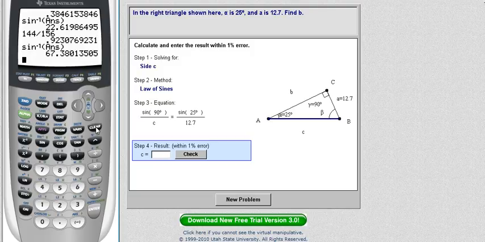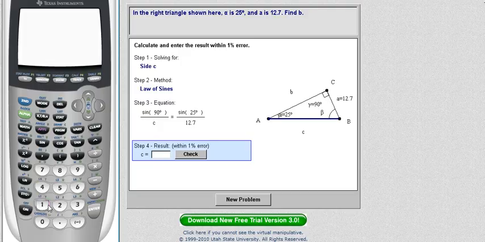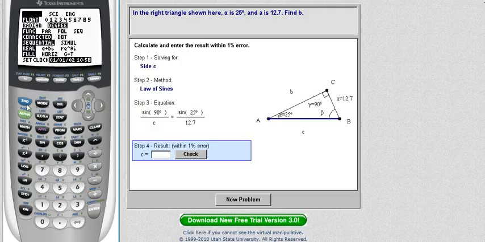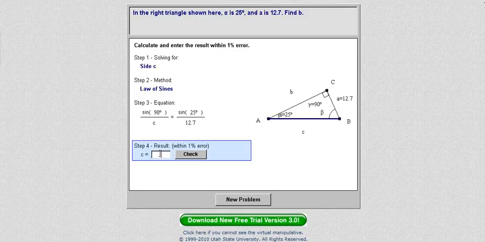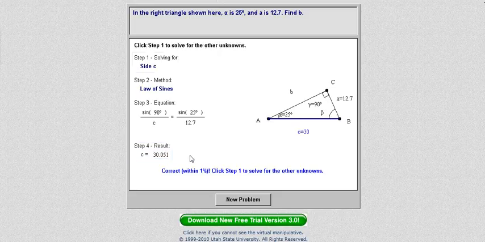I'm going to use my calculator. c would be equal to, again, 12.7 divided by the sine of 25 degrees, and I'm just going to double check to make sure that I'm still in degree mode. I am. Sine of 25 degrees gives me 30.0507. So I'm going to type that in for c, 30.0507, and I'll round that, and we are correct on that.